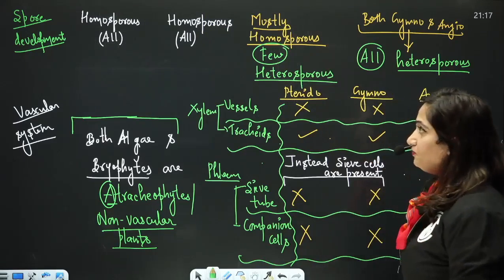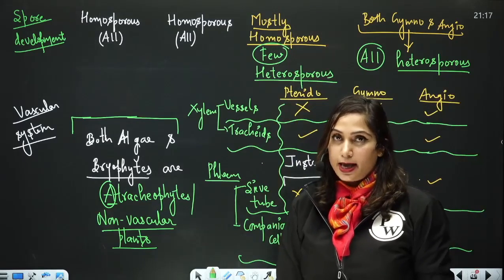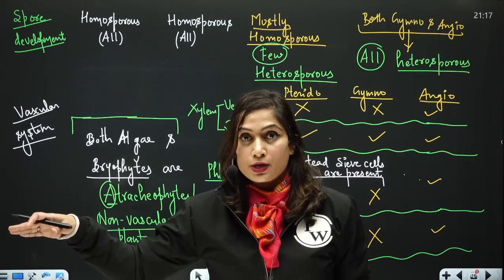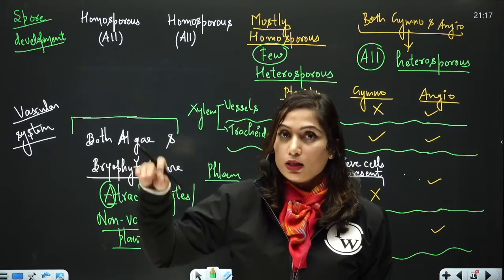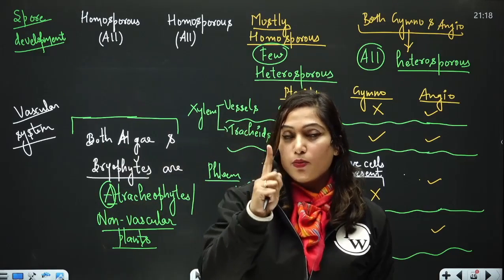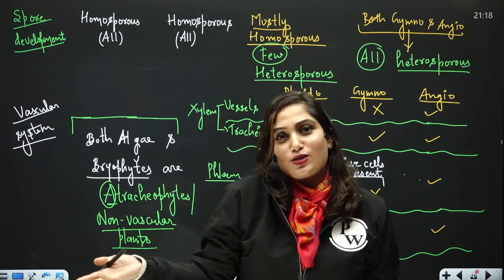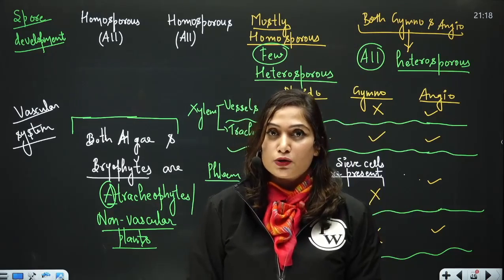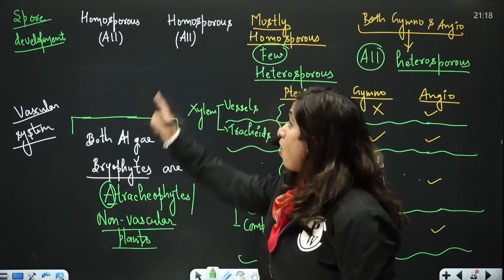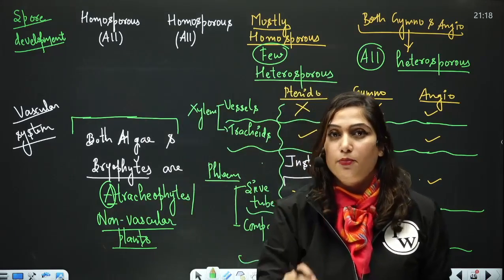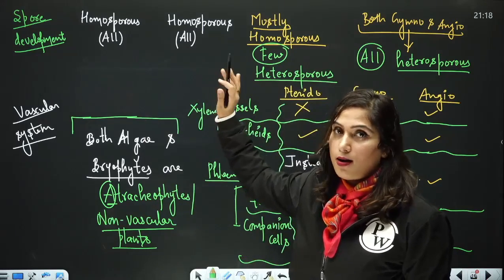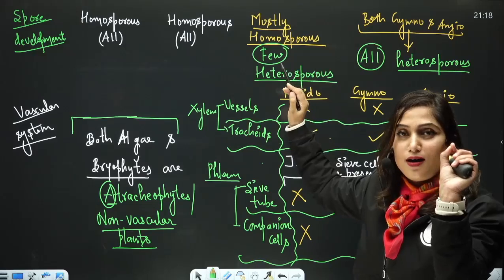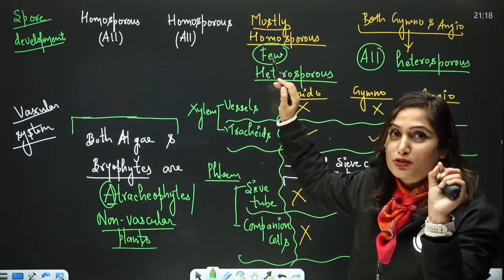Let's move further. Yes, what is homosporous and what is heterosporous? We have just read that on sporophyte, meiosis occurs to form spores. If on the sporophyte only one type of spore is formed after meiosis, that is homospory. But if on the sporophyte two different types of spores are formed, that is microspore and megaspore, that is heterospory. All the algae are homosporous. This question is very important. All the bryophytes are homosporous. Most pteridophytes are homosporous. Few of them are heterosporous. And I'll be telling the important examples later on.